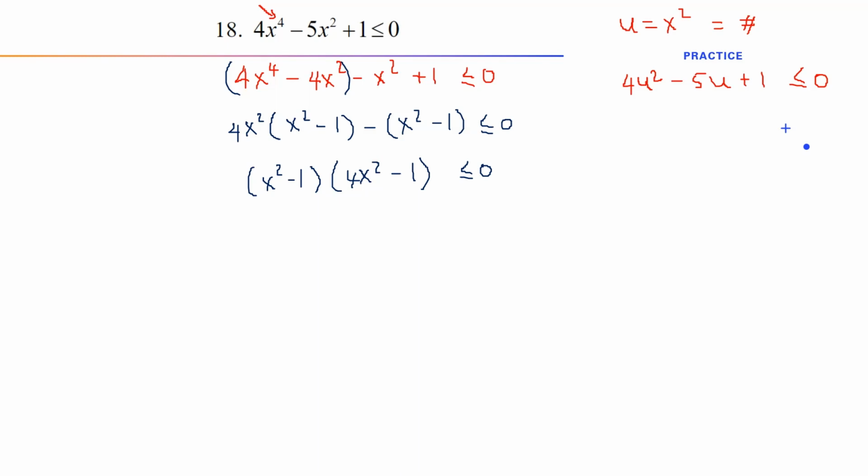Now we solve for the critical values. x squared equals 1, right? We have x equals plus or minus square root of 1, which is 1. The second one, we have 4x squared minus 1, so x squared equals 1 over 4. So x equals plus or minus square root of 1 over 4, which is 1/2.